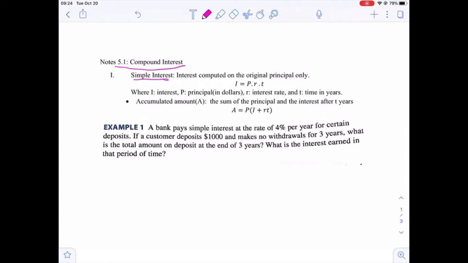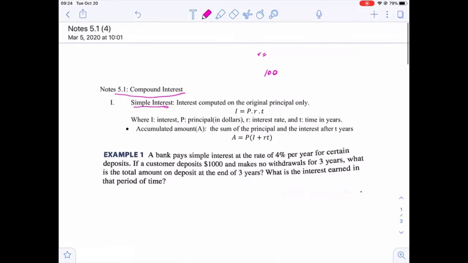For example, if you invest $100, if you deposit $100 in some bank with some interest rate of 4%. This is usually written as 4% is 0.04. We write it as a decimal, and you read it in the question as 4%. So the $100 that you deposit is called the principal. So P is 100. This is the principal amount.